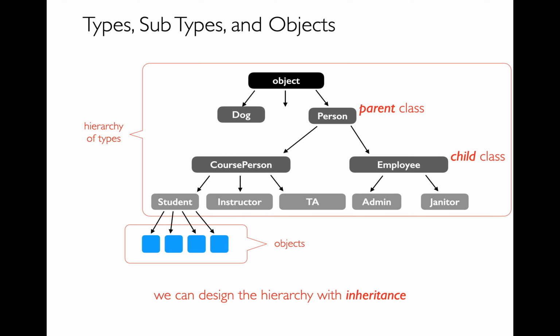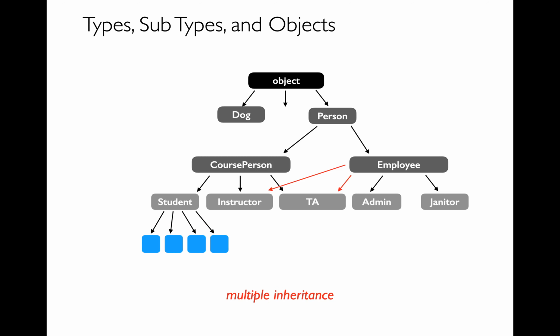Now, one thing I want you to think about is, can a person ever be more than one kind of thing? And the answer is absolutely they can. An instructor is a course person, right? I have information about the course as a course person. And I'm also an employee. Thankfully, I get paid. Right, so you might imagine hierarchies that show up in the real world where you have two parent classes.